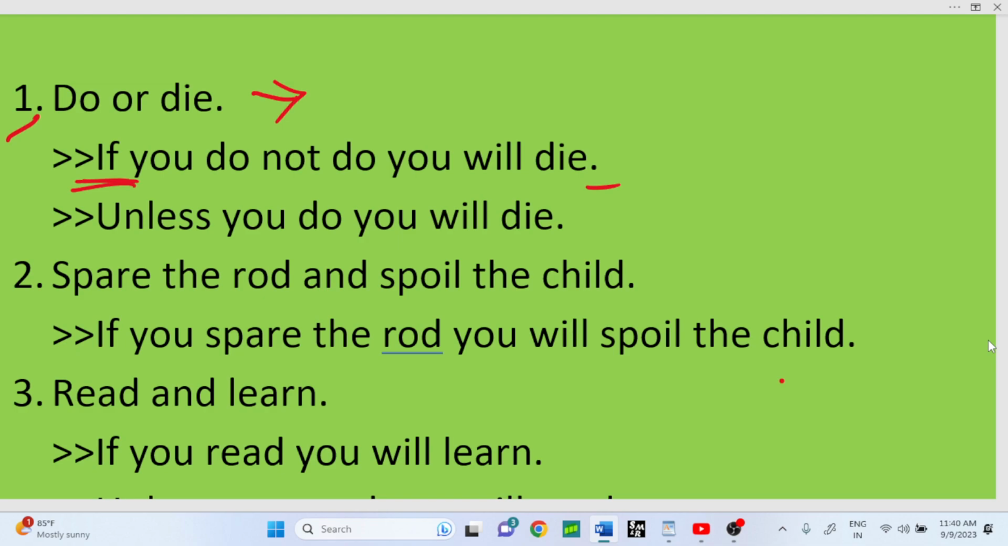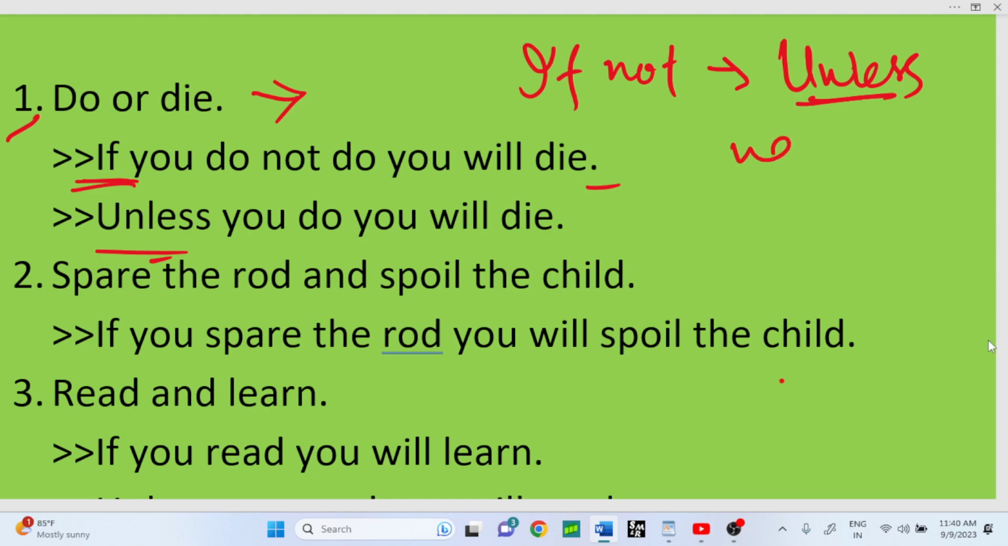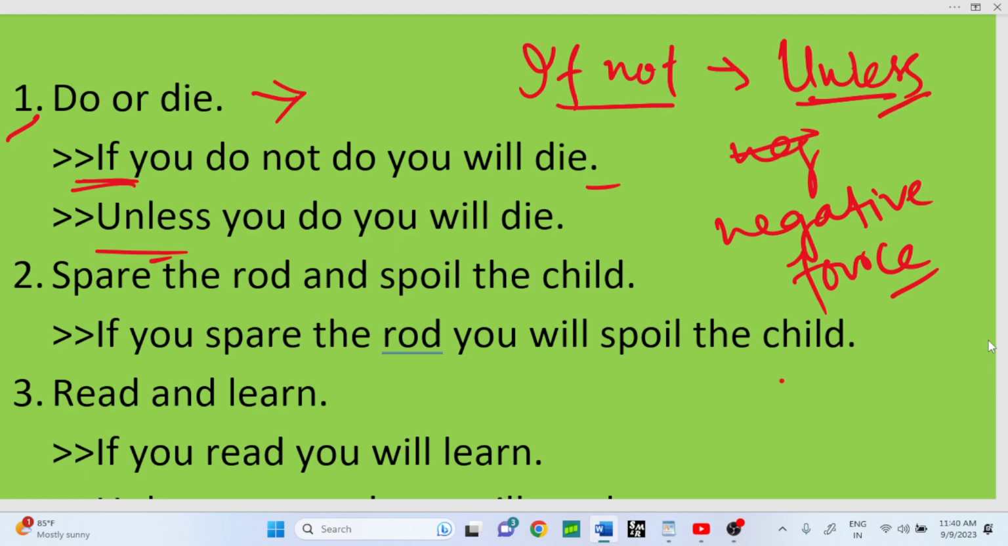Instead of if, we have to use unless, because if not is equal to unless. Unless has the negative force or negative meaning. If not is equal to unless. If you do not do, you will die, or unless you do, you will die. Or in another sense, we write, if you want to live, you must do.